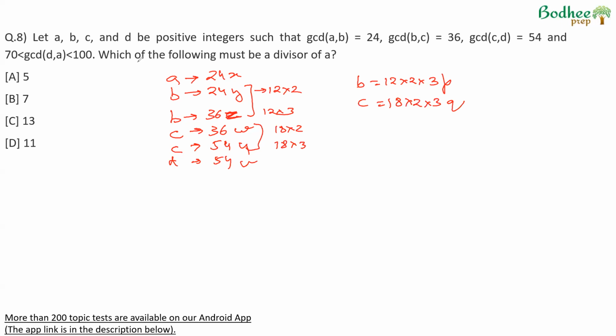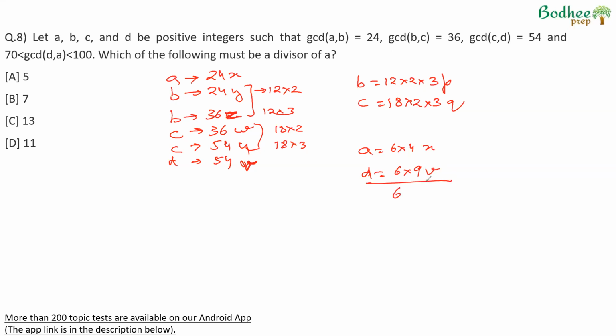Each of the following must be a divisor of A. Now, if we look at A, 24 and 74. A is 6 into 4 into X. D is 6 into 9 into U. This is U, this is V, sorry. So 6 into 9 into V. We have to find out their common factors.